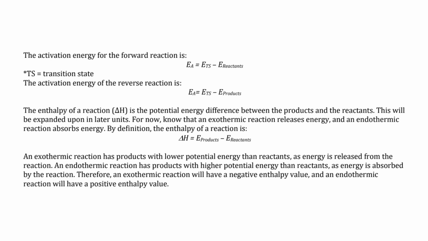The activation energy for the forward reaction is the energy of the transition state minus the energy of the reactants. So you can do some math by interpreting a graph with this equation. The activation energy for the reverse reaction is the energy of the transition state minus the energy of the products.